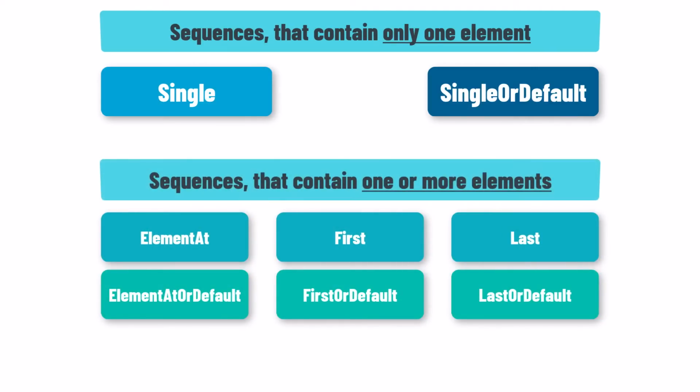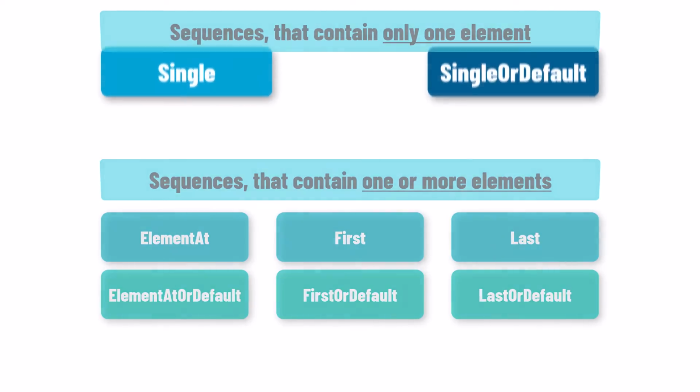of any size. So, the difference between these two methods and the other 6 element methods is that we use both for sequences that contain only one element, but we use the other methods with sequences that contain one or more elements. But the result of all methods will be only one element. So, keep that in mind once you want to use Single and SingleOrDefault methods. Let's get started. I will start with the Single method.